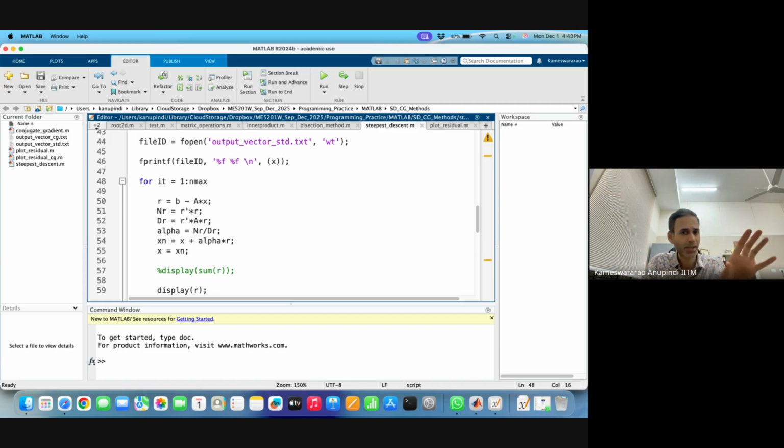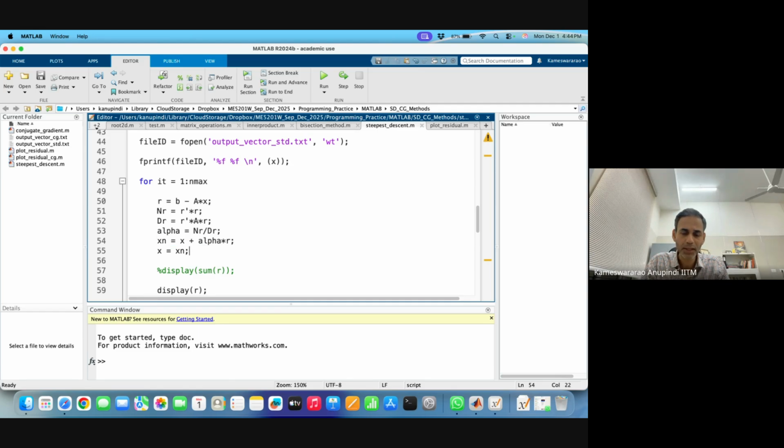Perform several iterations, 10 iterations. Residual equals b minus Ax, numerator equals Rn transpose Rn, denominator equals Rn transpose A times Rn. Then you calculate your alpha, which is Rn transpose Rn by Rn transpose A Rn. Then you calculate your new x. So this is so simple. Xn plus 1 equals Xn plus alpha times Rn, right?